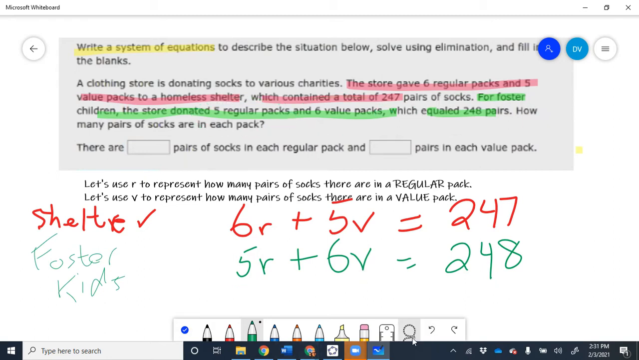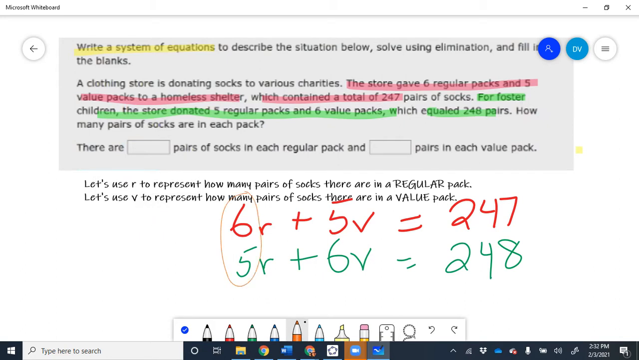Now let me just erase this part over here. The only thing we really want is the equation. So we need to have the same number here, or here, doesn't matter. I'm going to use the R's. And we need the lowest common multiple of 6 and 5. All right, so it's going to be 30. I'm going to remind you why it's going to be 30.